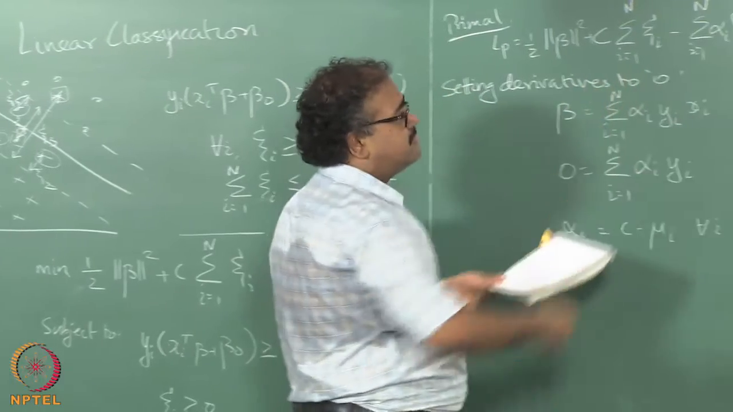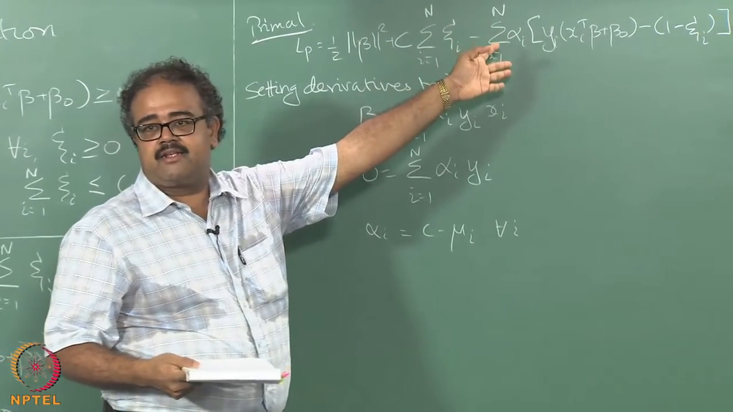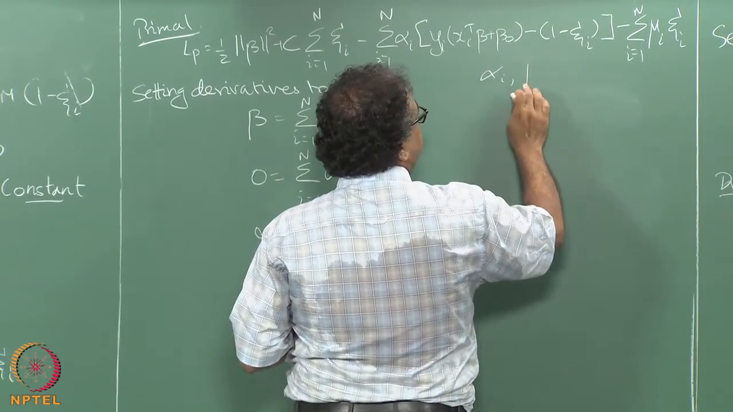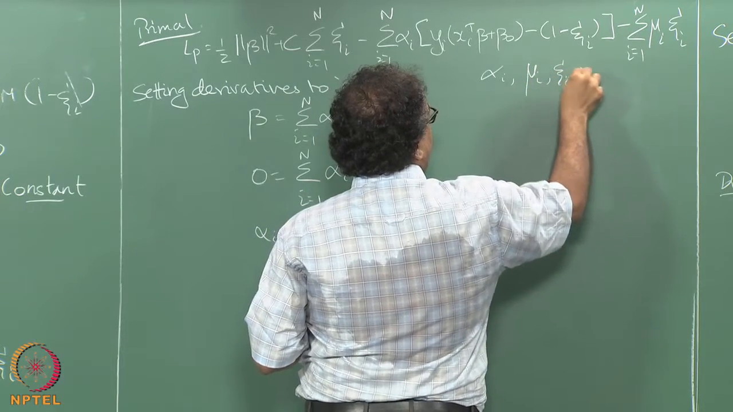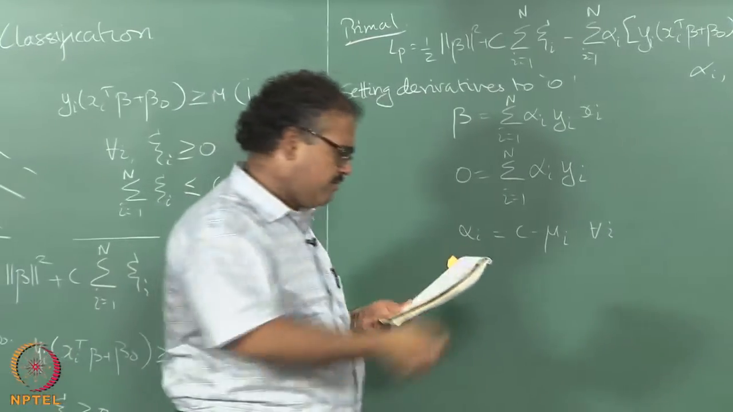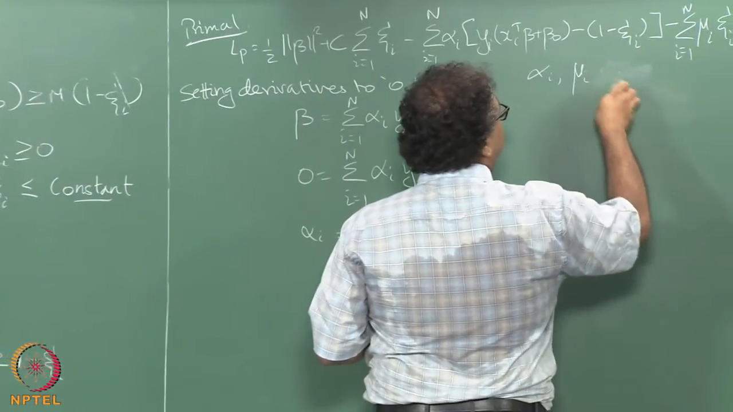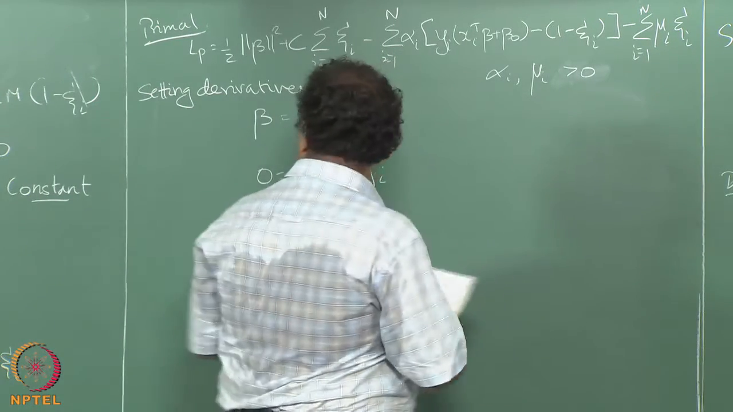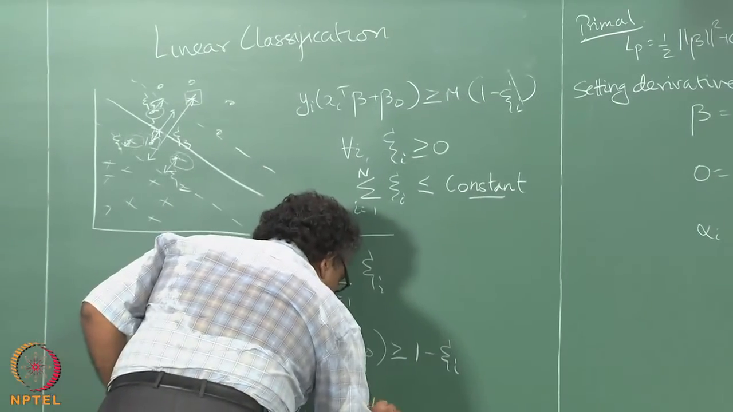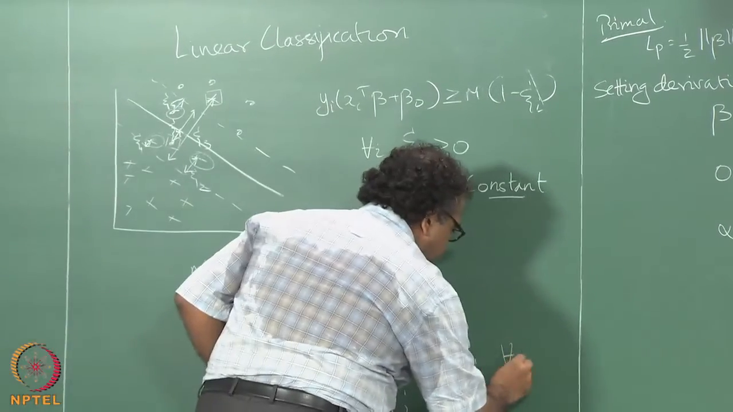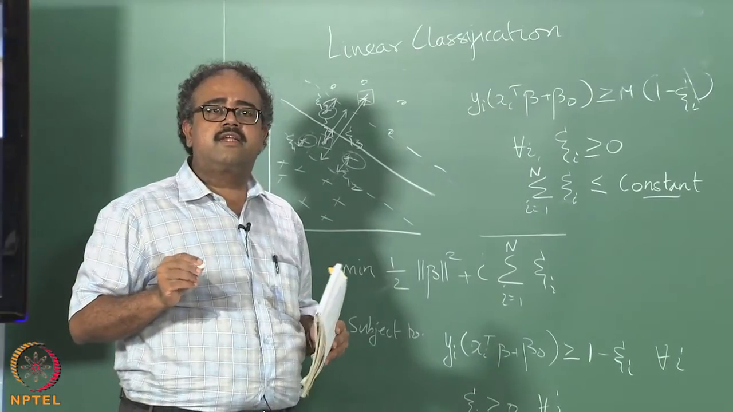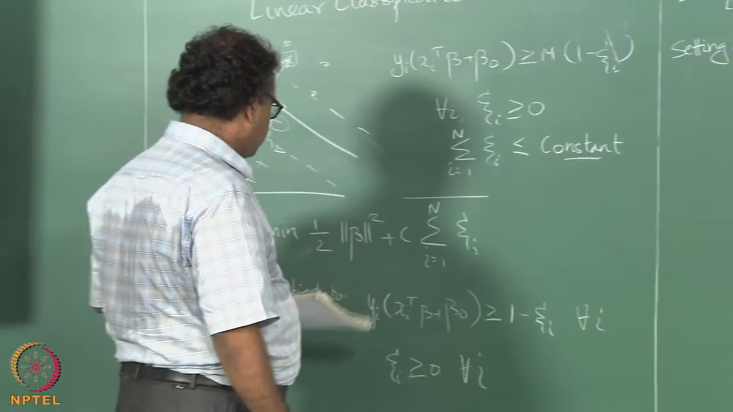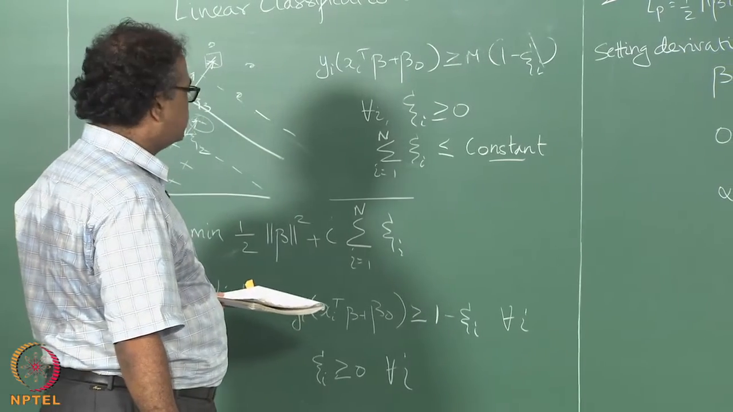You have alpha, and the xi, alpha, mu have to be greater than or equal to 0. It's not a single condition, it's there for each i. What about the sum of xi_i less than or equal to a constant? Do we need that? No, we don't.